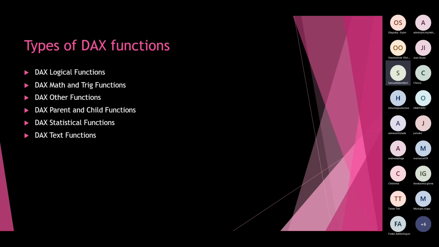Now, you have the DAX math and trig functions. You have other DAX functions. You have DAX parent and child functions. This one has to do with data modeling, so let's not talk about the relationship and the rest of them. Then you have the DAX statistical functions, median, mean, MINX, MEDIANX, and the rest of them. So it's a whole lot of functions that are inbuilt in Power BI DAX.